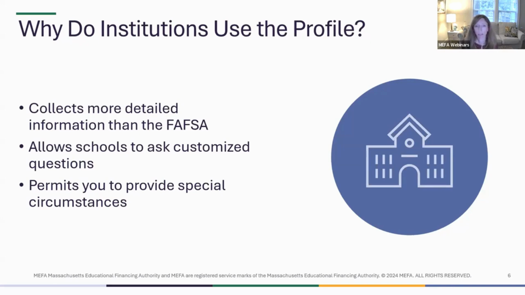The Profile also lets families provide special circumstances, and that basically means you can write a note to the financial aid offices. So you'll see that a little bit further on in the presentation, but you'll have the opportunity to actually type in anything you want to the financial aid offices that review your Profile application. If you have a special expense that you want them to know about or a special circumstance in your household, you can actually communicate that in written form.